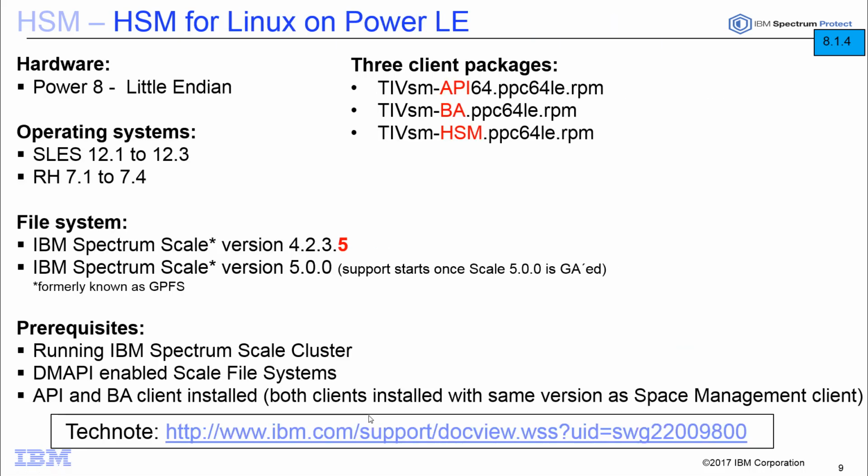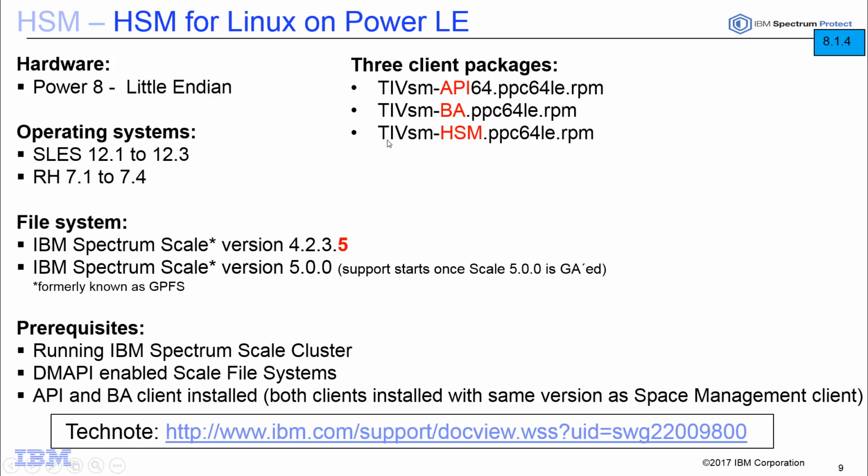Slide 9, HSM for Linux now does support Power Little Endian, and that would be on the SLES 12.1 to 12.3 operating system, as well as Red Hat 7.1 to 7.4. And this is for IBM Spectrum Scale versions 4.2.3.5, and for IBM Spectrum Scale version 5.0 as soon as that GAs.